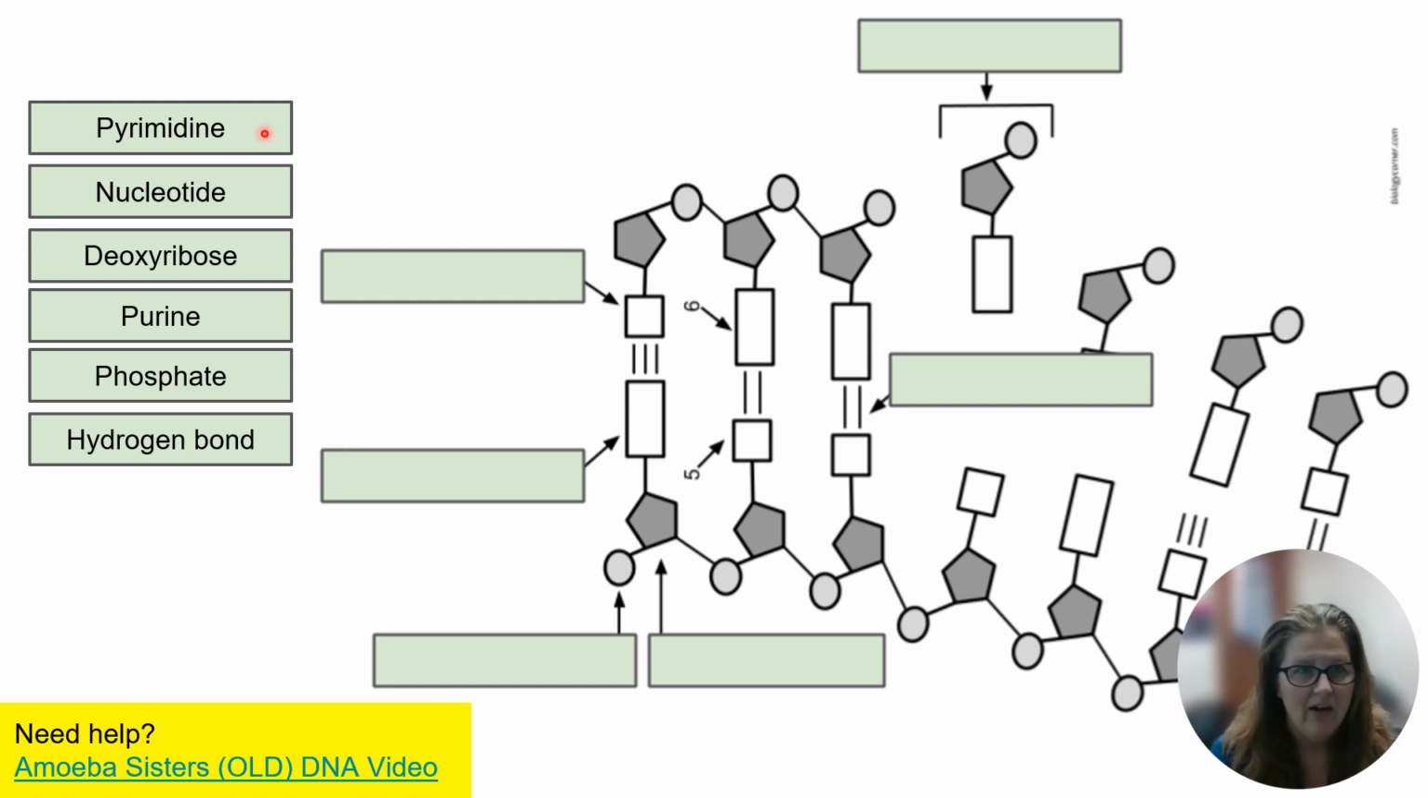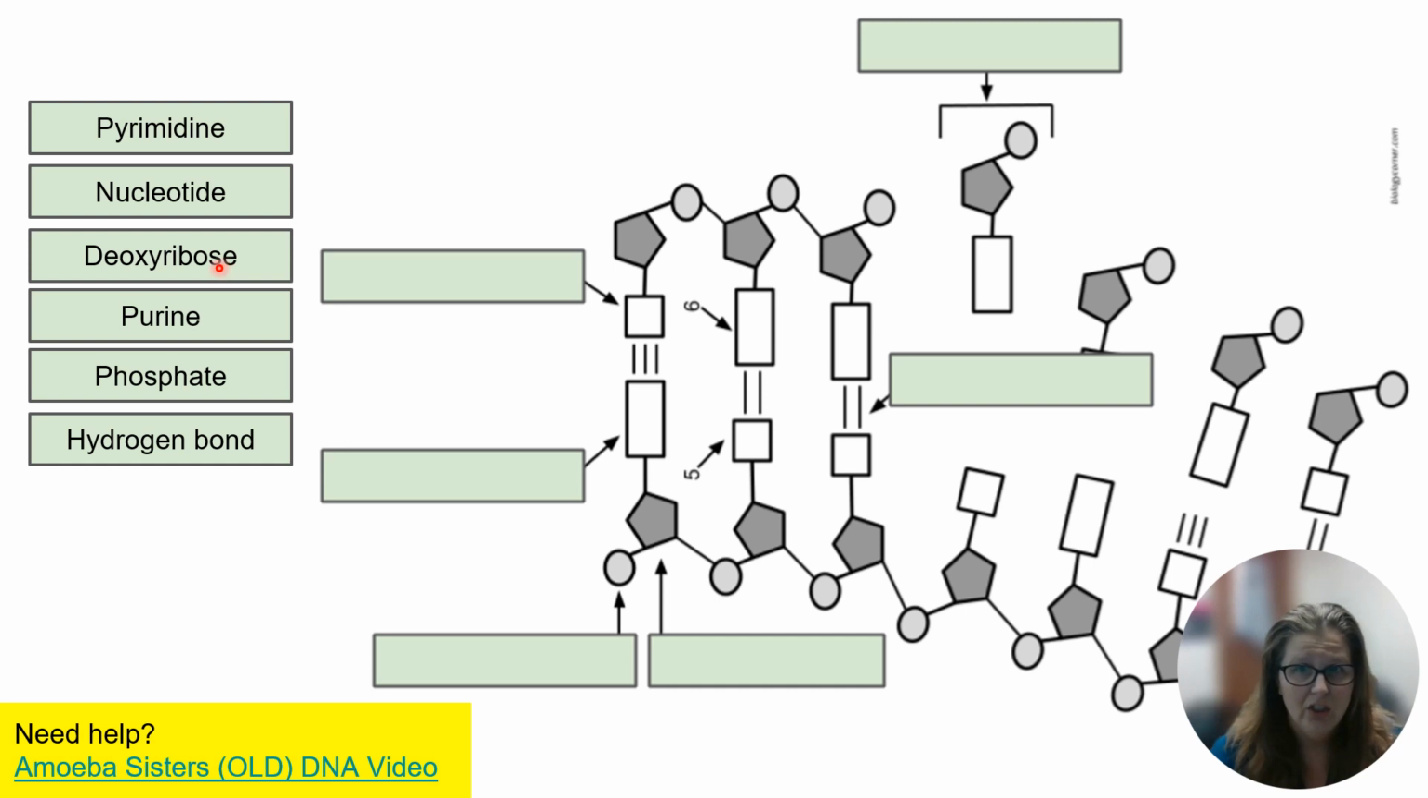Also, I want to point out that pyrimidine and purine, remember, those are the types of nitrogen bases, so there's a little hint where they end up going. Your pyrimidine was your single ring, so it's going to be the smaller nitrogen base. And the purine was the double ring, so it's going to be the larger nitrogen base, twice as big as the pyrimidine.